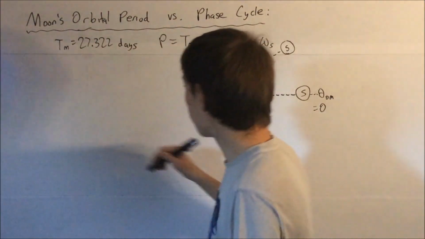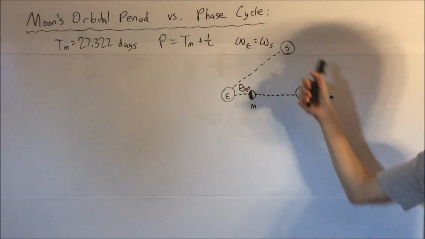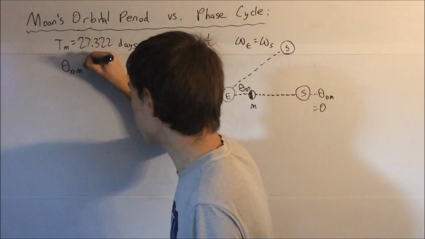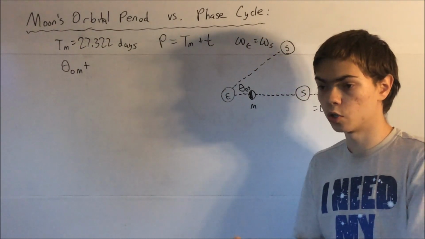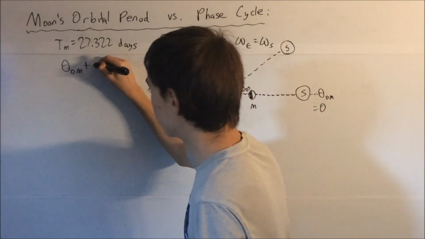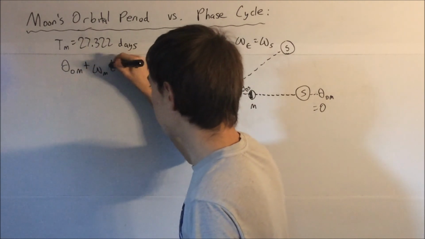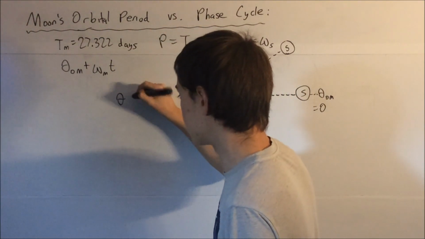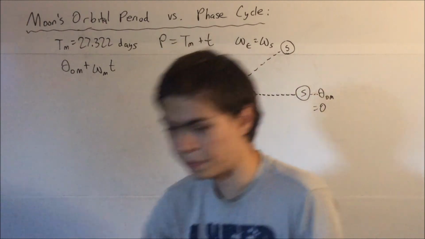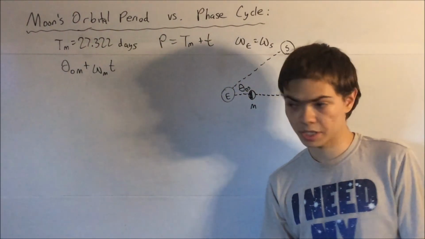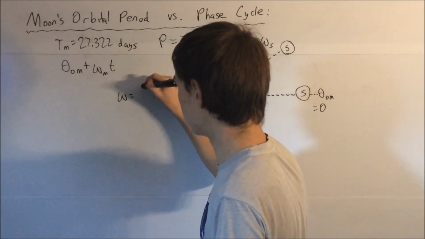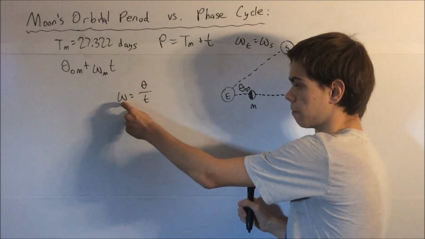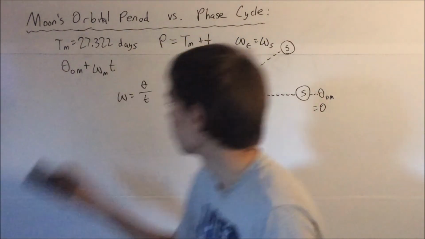So, if I'm setting the angular positions of the moon and the sun equal to each other, I'm going to say the initial angular position of the moon plus the angular distance it travels to reach a final angular position, which would be the angular speed of the moon times that extra time period. And the reason I know this is true is because speed equals distance over time, so angular speed equals angular distance over time, therefore angular distance equals angular speed times time. That's where this is coming from.